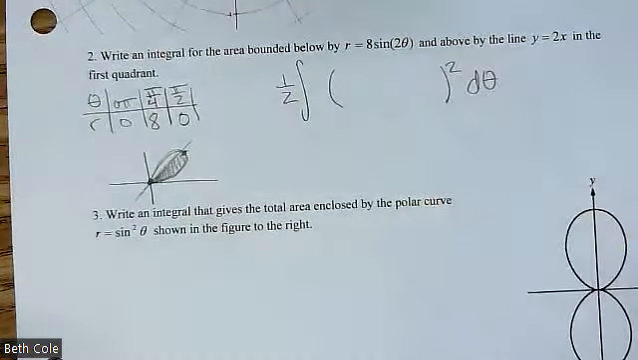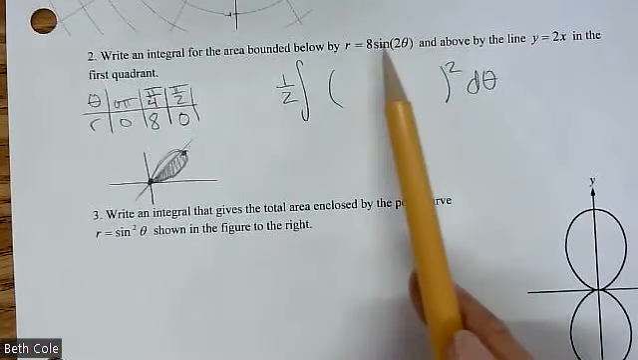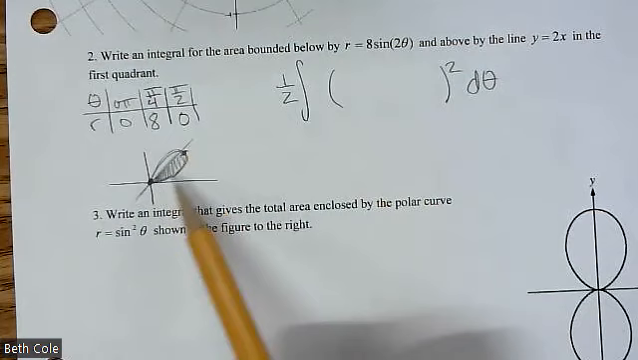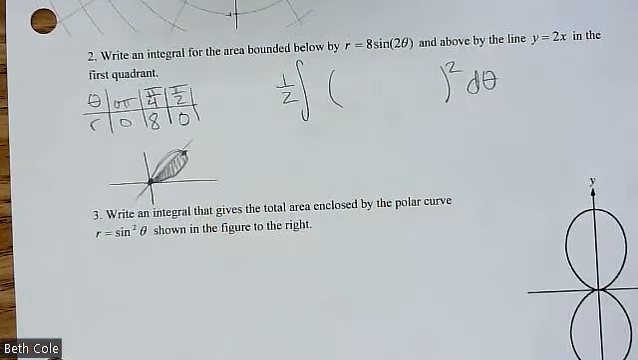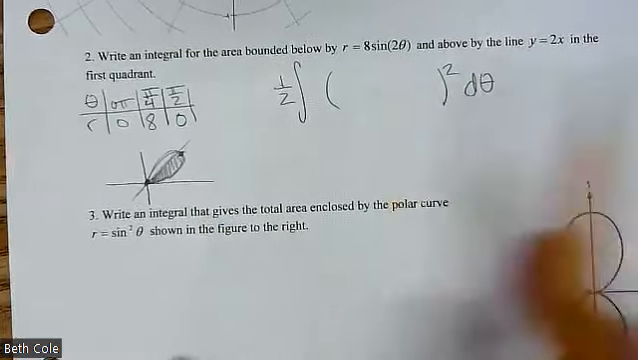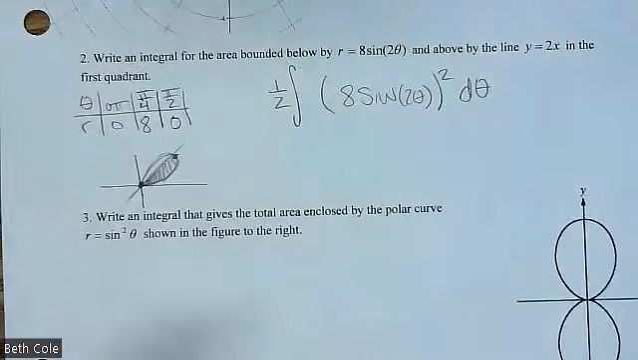It's bounded above by the line and below by the, I know that's confusing, right? It's bounded below by this curve. So that's the bottom one, and then above by the line. So the line is the top one. All right. And then in there, you're going to put 8 sine 2 theta.